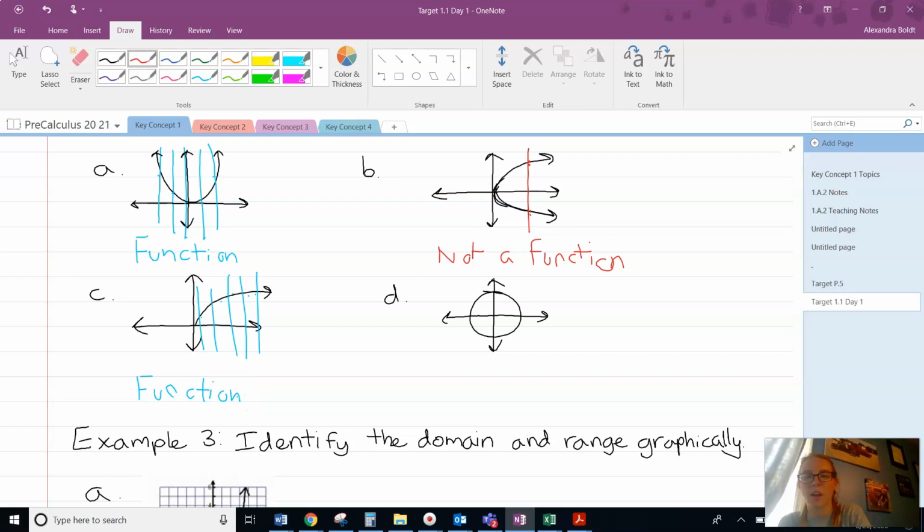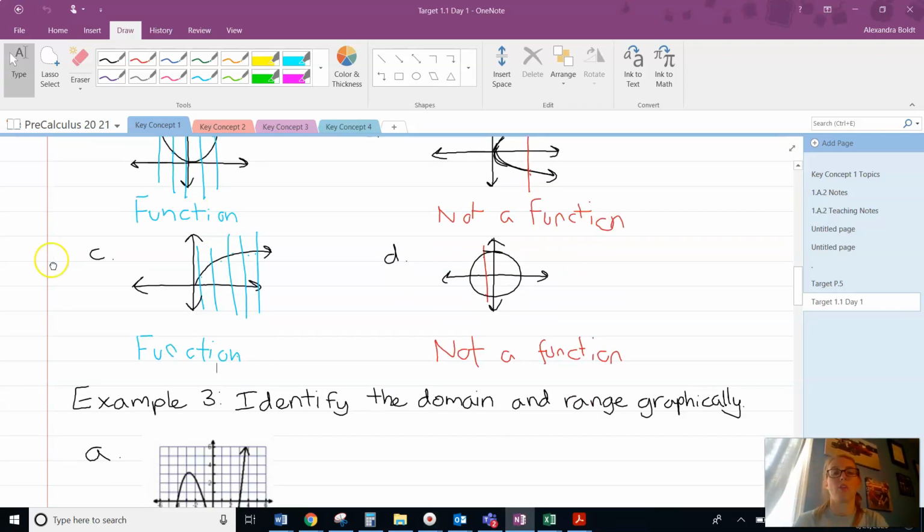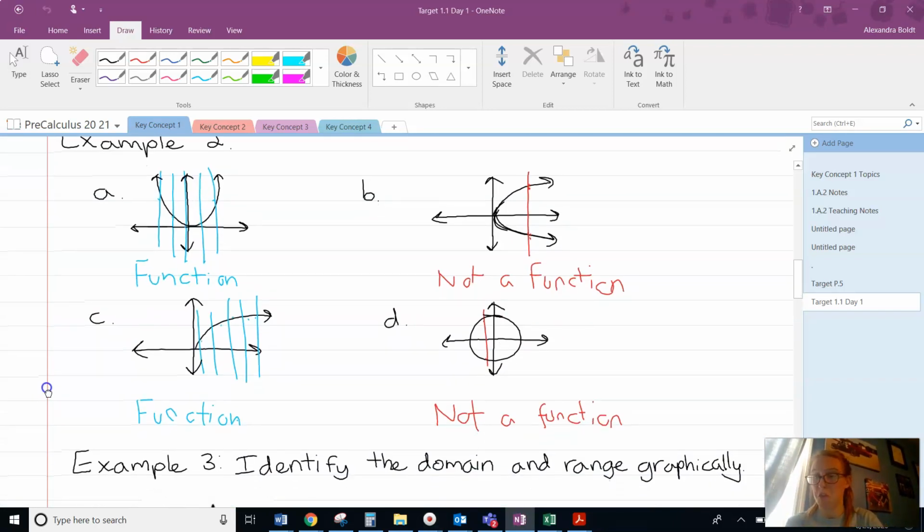And then for this one, right, again, I only have to choose one spot. I could choose many of them, but I only have to find one that doesn't work. Okay? So that's pretty much it for functions.